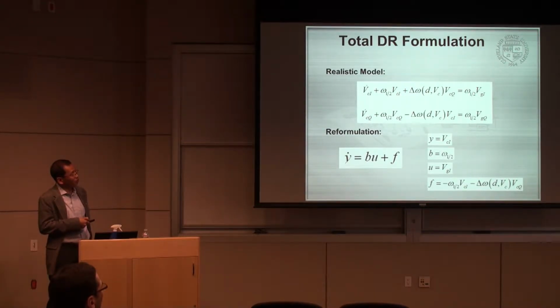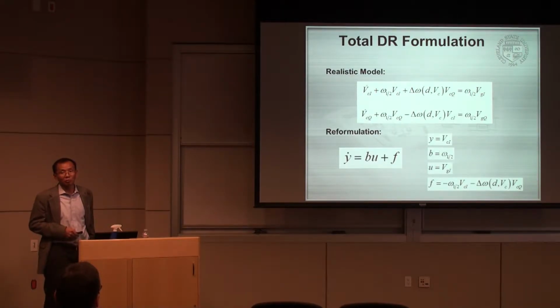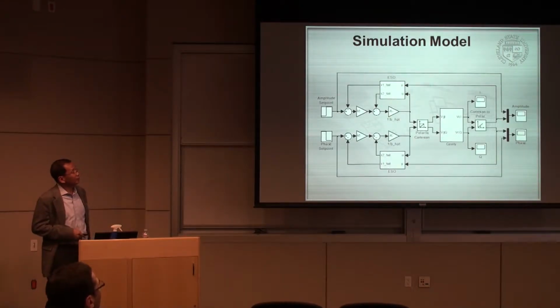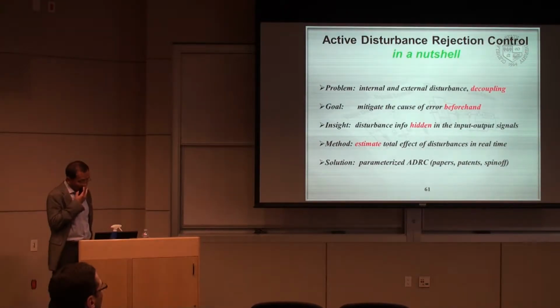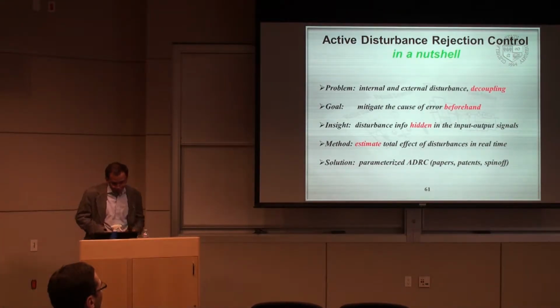Once you put the formulation into this form, then you can use the extended state observer to estimate F, cancel it out, and that's how we get rid of the vibration. In this case, we have double loops. One controls the phase, one controls the amplitude. So, let me put the active disturbance rejection in a nutshell.